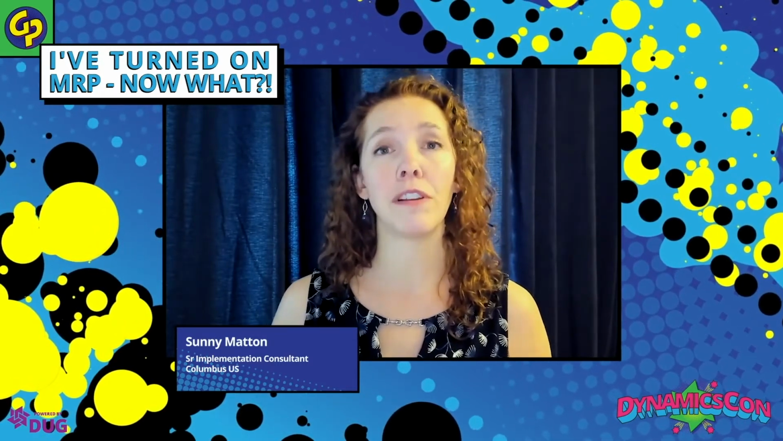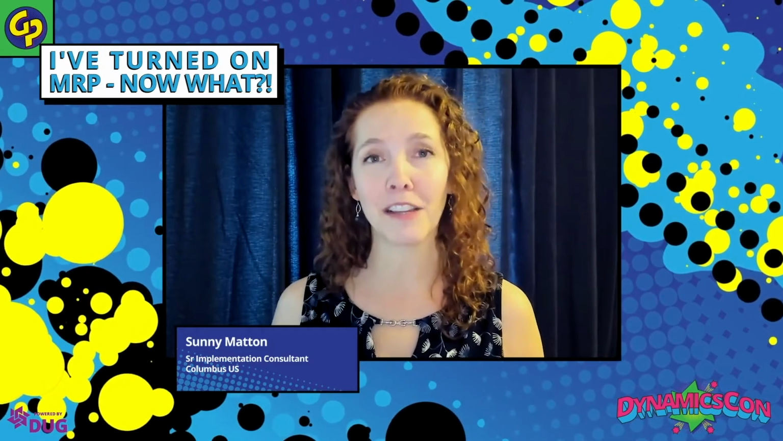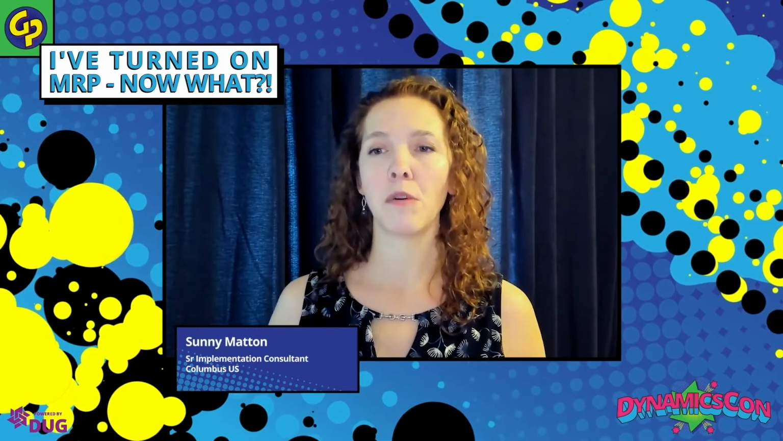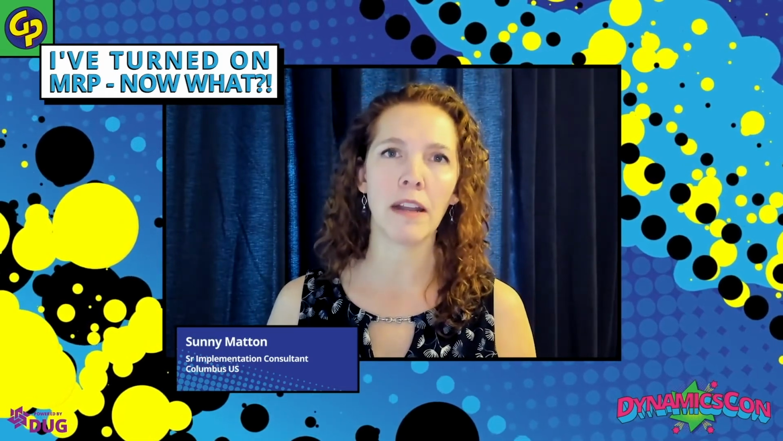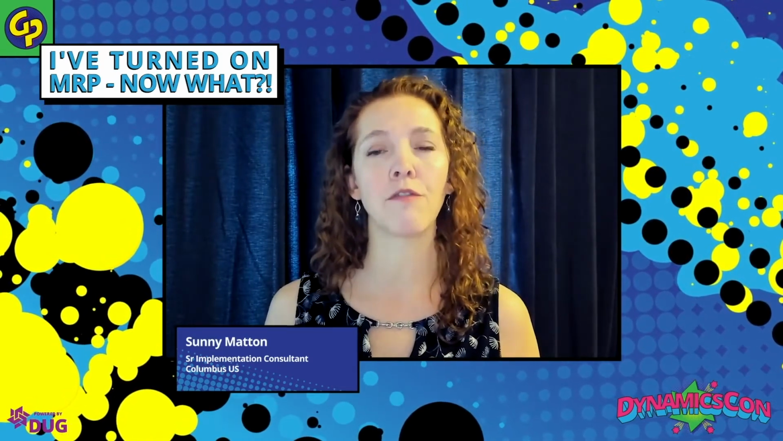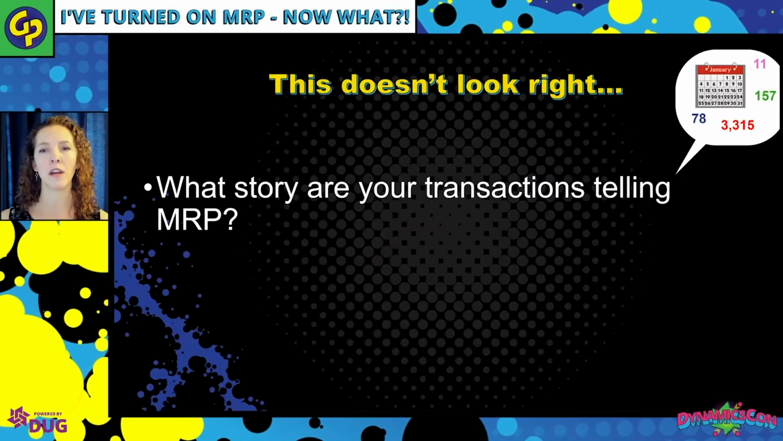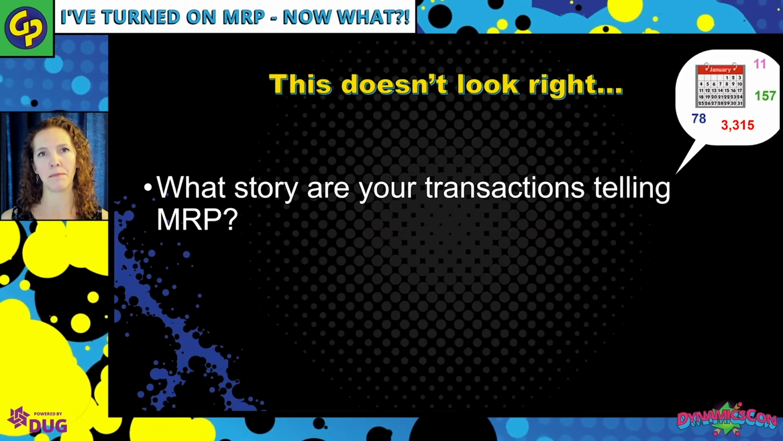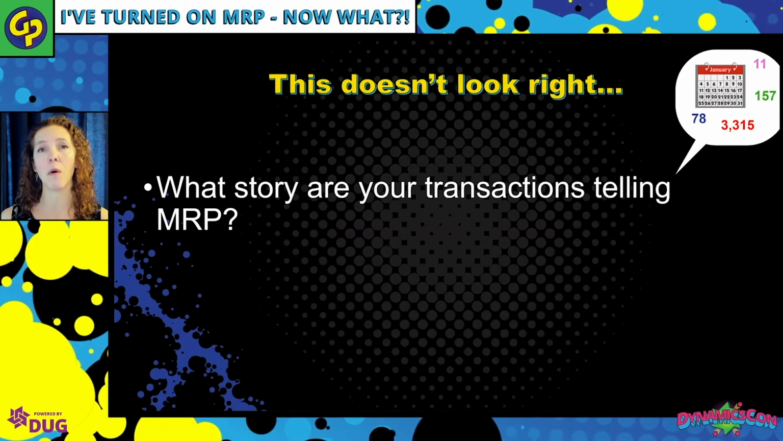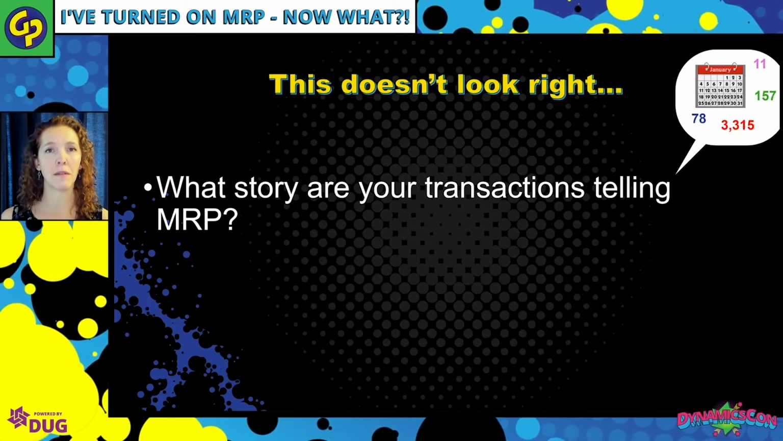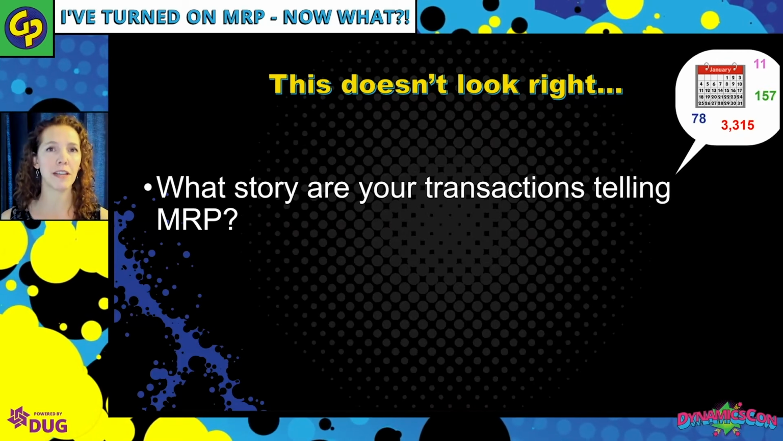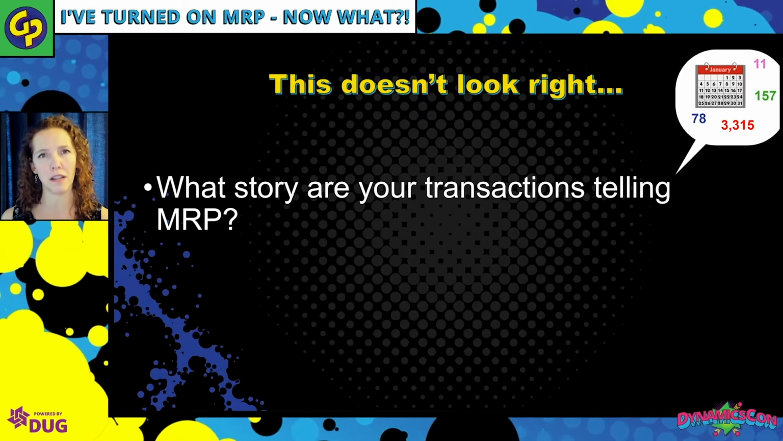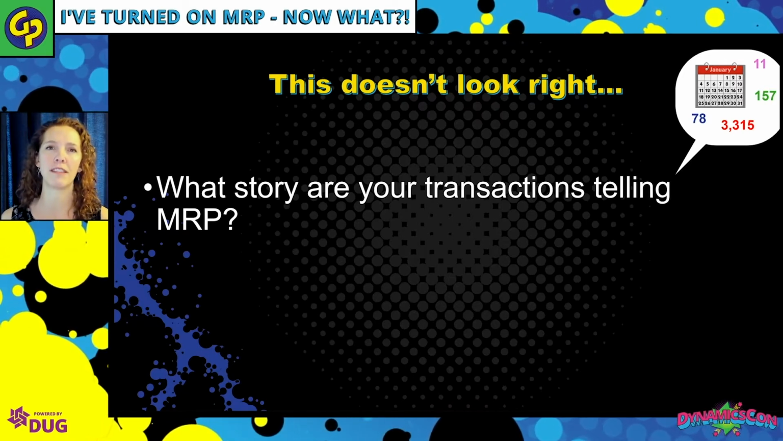As you're bringing in your years of experience in planning and you're looking at these recommendations from MRP, you're going to know if something looks out of pattern. So we're seeing dates, we're seeing quantities, and something doesn't look right. And so the first thing you need to ask yourself is, what story are my transactions telling MRP? MRP is scraping dates and quantities out of all of your existing purchase orders, manufacturing orders, and sales orders, and it's doing math based on that information. So what story is MRP gleaning out of those transactions?